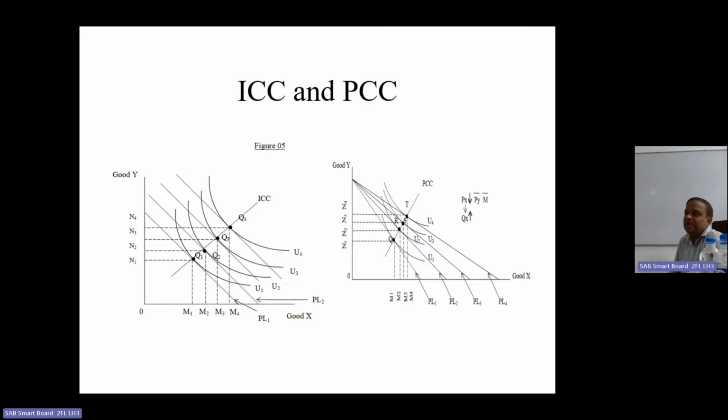We identify two factors that shift the budget line. What is the first factor that shifts the budget line, the entire budget schedule upward or downward? Yes, the price of the product.